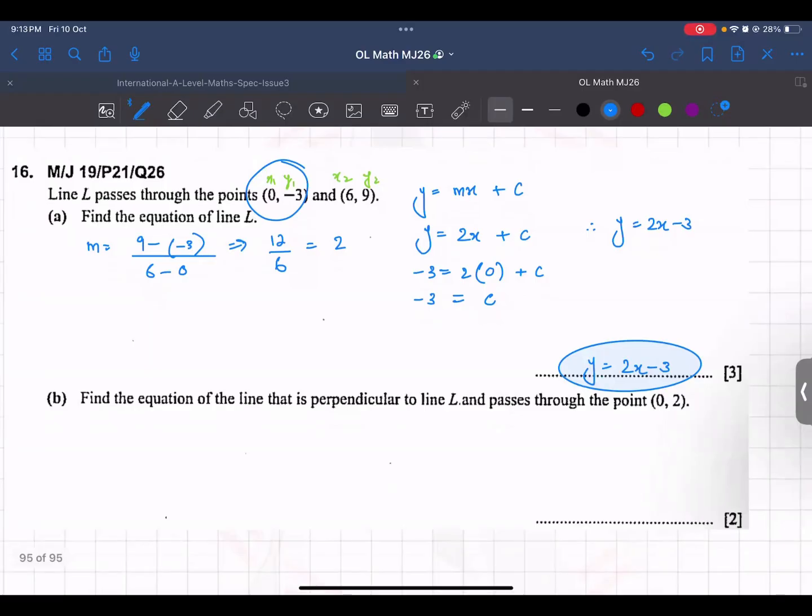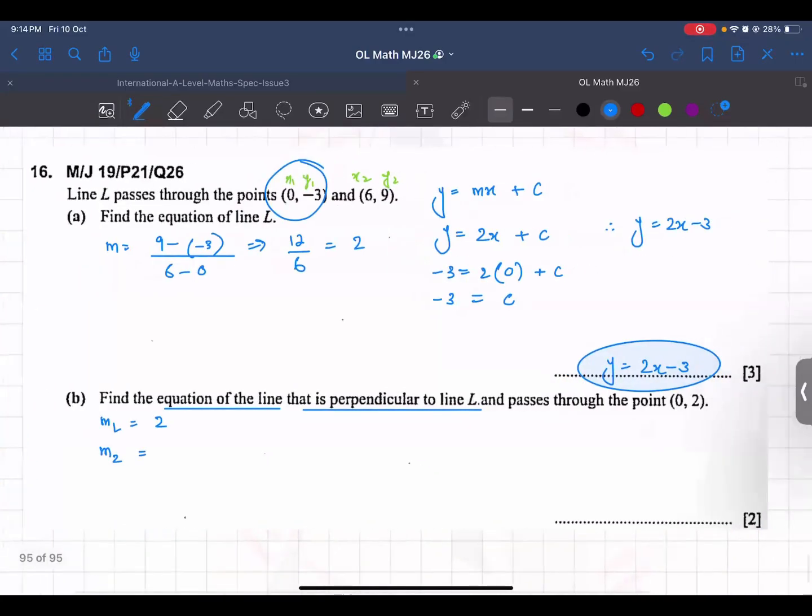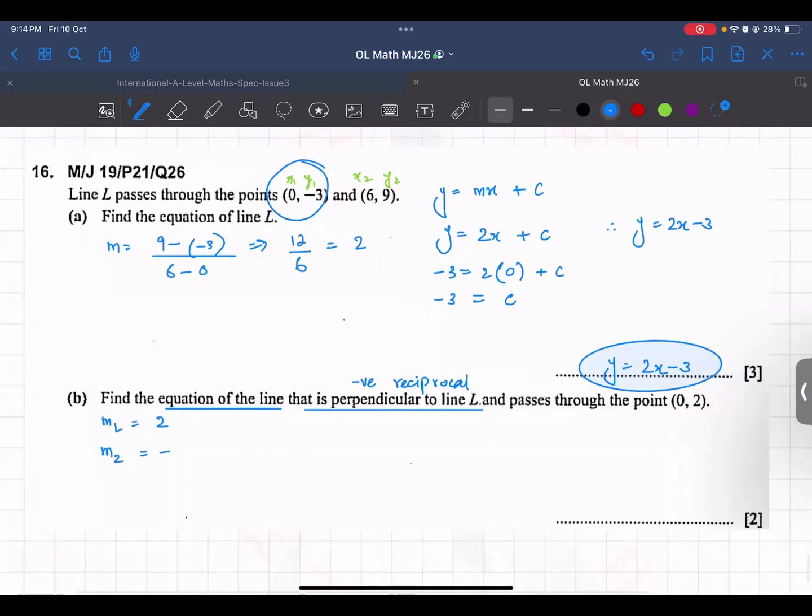And then for the second part, find the equation of the line that is perpendicular to the line L. So now there is another line which is perpendicular to the line L and passes through the point 0, 2. So line L gradient, we already know it is 2. And there's another line, which I'm calling the second line, M2. Because it is perpendicular, this would be the negative reciprocal. The thing we did in the last class, negative reciprocal. Gradient would be negative reciprocal. So 2 would become minus 1 upon 2.